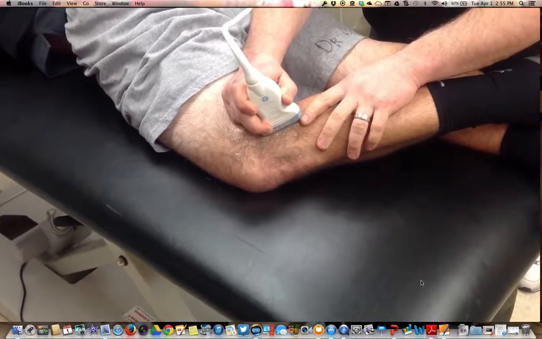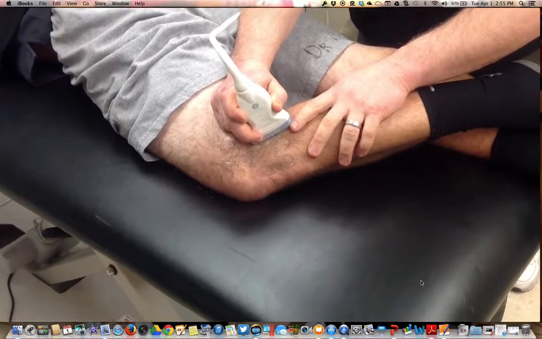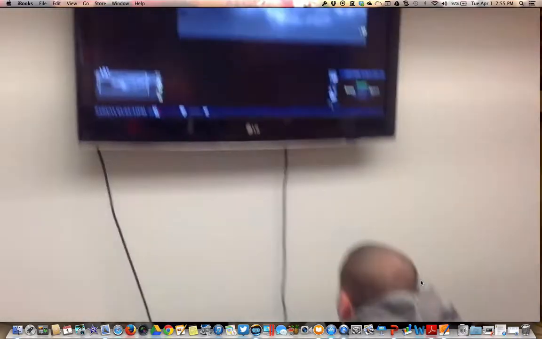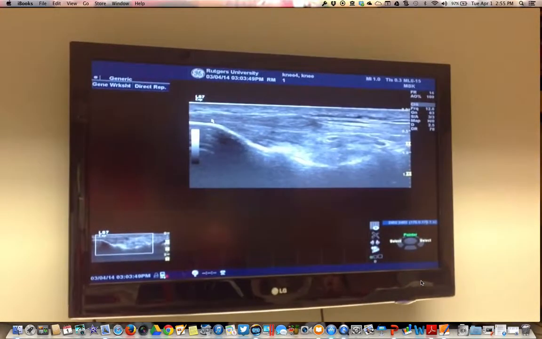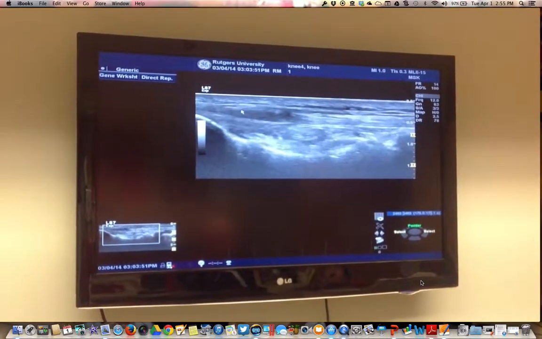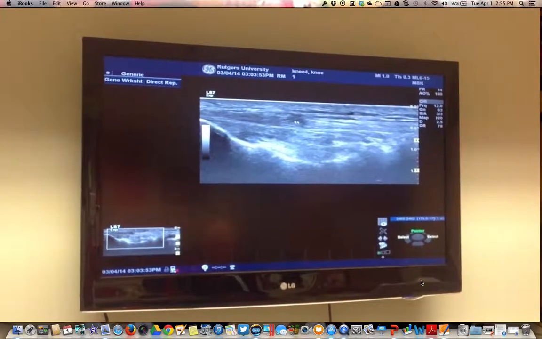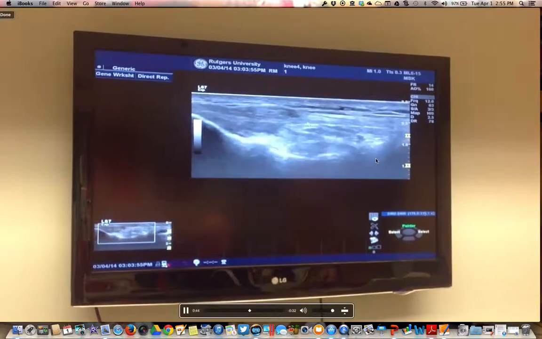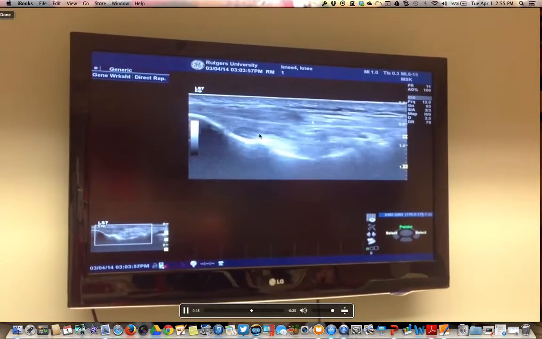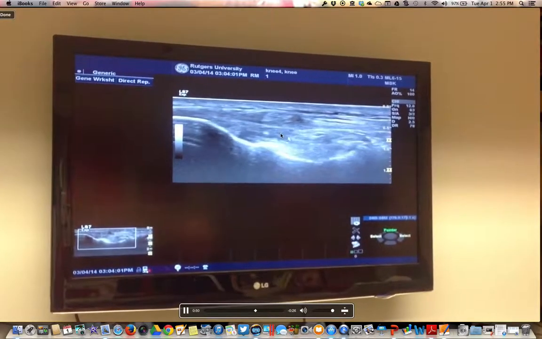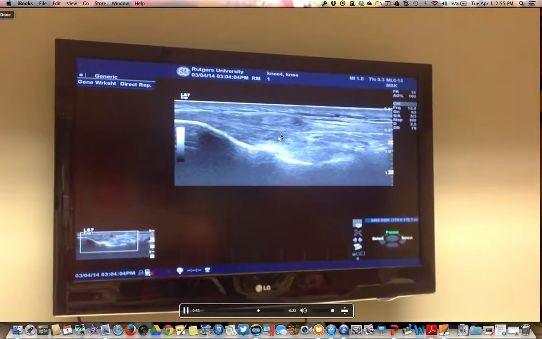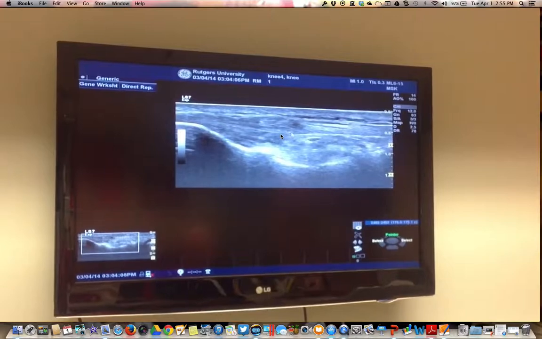Once I place the probe down, I will then look to see the LCL, which is a very small ligament, going and attaching at the fibular head here. As I move it up, you can again see the LCL piercing the two heads of the biceps femoris tendons. One head here and another just below it in this spot. Again, that's the LCL piercing through the two heads of the bicep.